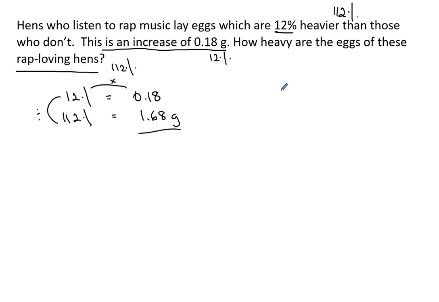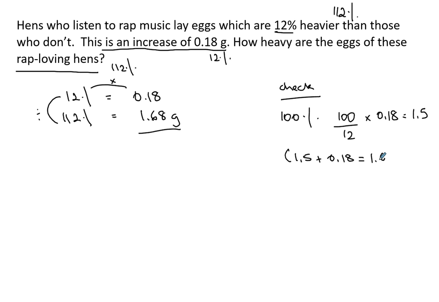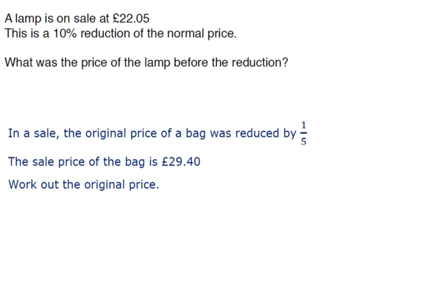All right, let's just check it so that you know this method works. You totally trust my method. So your 100%, if you put 100% there, you'd be going 100 divided by 12 times 0.18, and you get 1.5. And you can see 1.5 plus the 0.18 would give you 1.68. Okay, do you trust me entirely now? All right, no questions asked, just trust me.